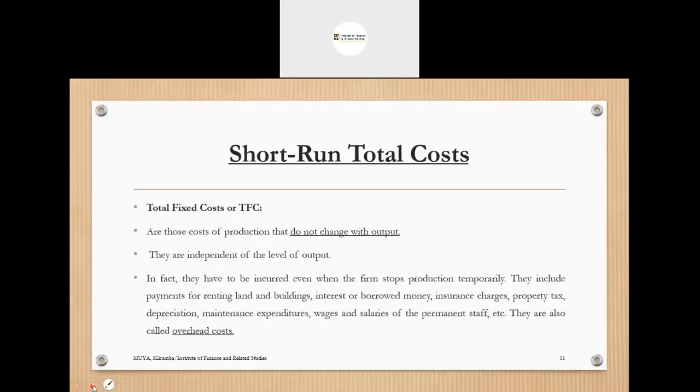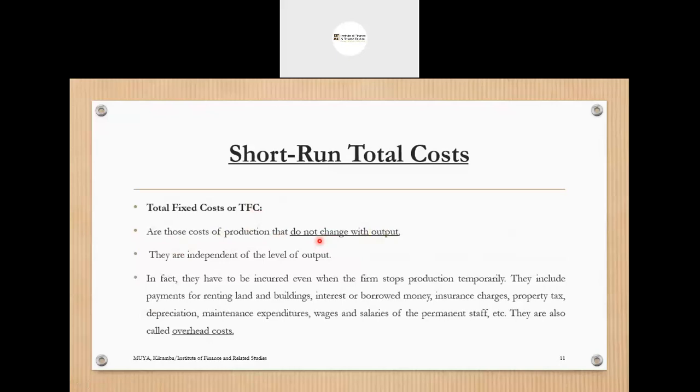Now, we said we divide this total cost either into total fixed cost or total variable costs. We abbreviate total fixed cost as TFC. Now, what are total fixed costs? These are costs of production that do not change with changes in output. They remain fixed irrespective of the output level.